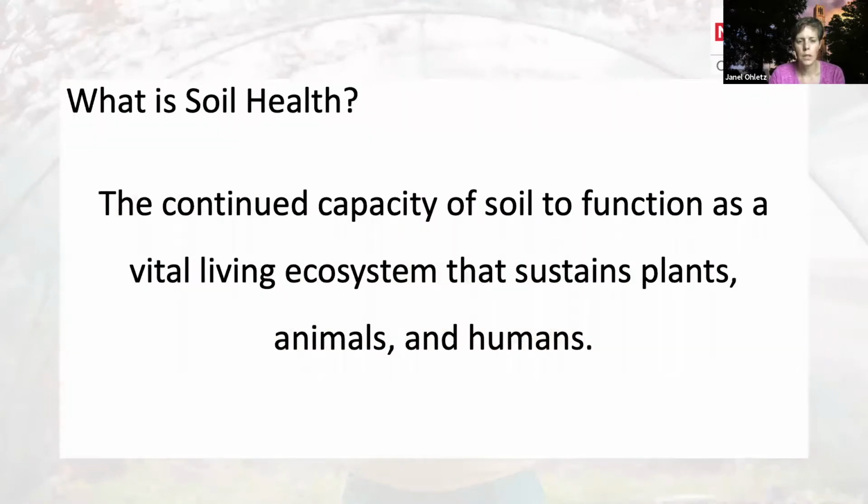But first, the definition of soil health. This one comes from the USDA NRCS, and it is really the continued capacity of soil to function as a vital living ecosystem that sustains plants, animals, and humans. So I really kind of like this because it encompasses the full system instead of just looking at soil as a substrate in which we plant plants into.